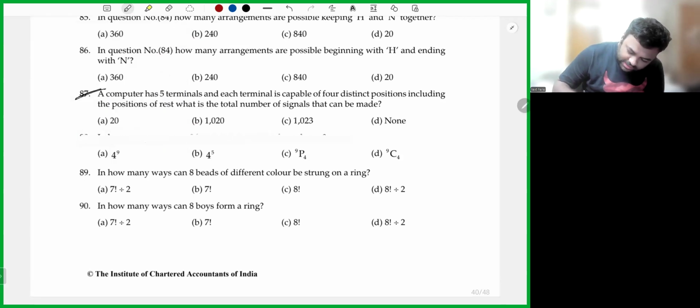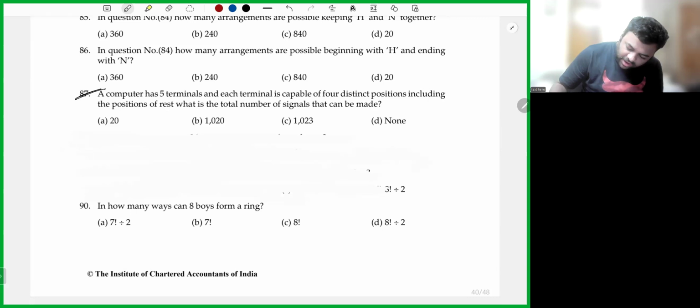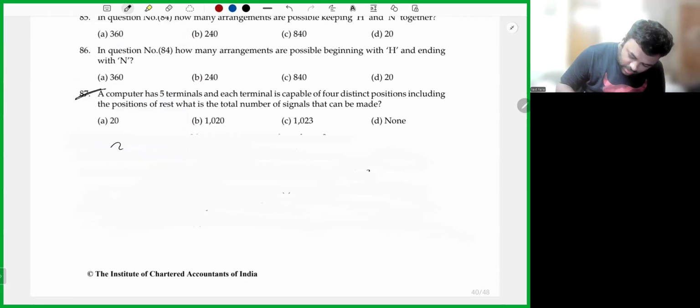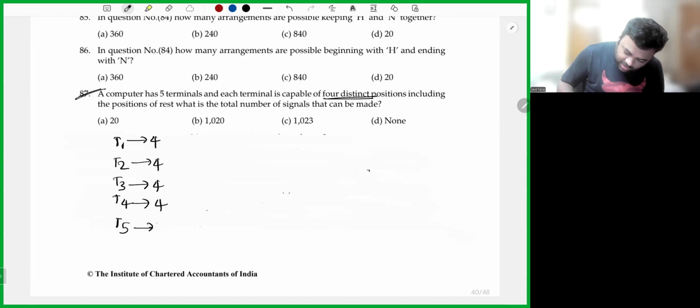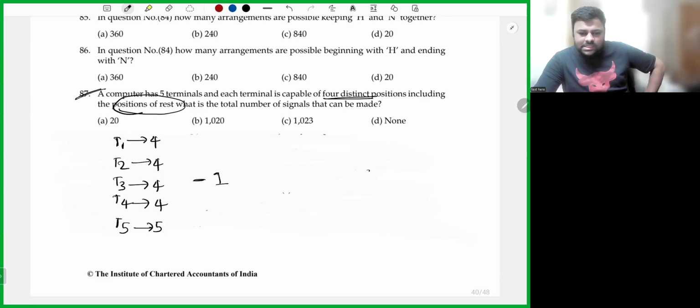See here what this 87th question is telling. He is telling a computer has 5 terminals. Terminal 1, terminal 2, terminal 3, terminal 4, terminal 5. And each terminal is capable of 4 positions. Each of the 5 terminals has 4 positions, including one position of rest. What is the total number of signals that can be made?